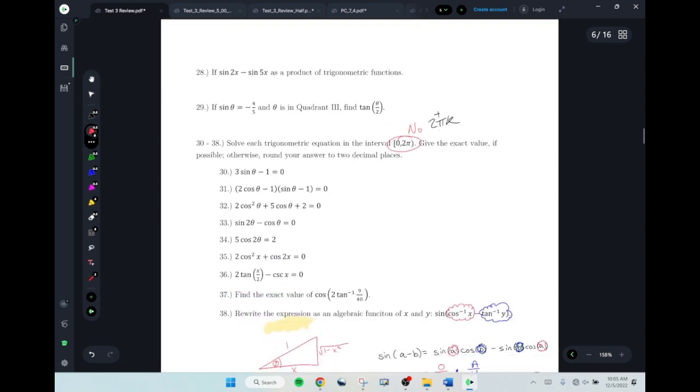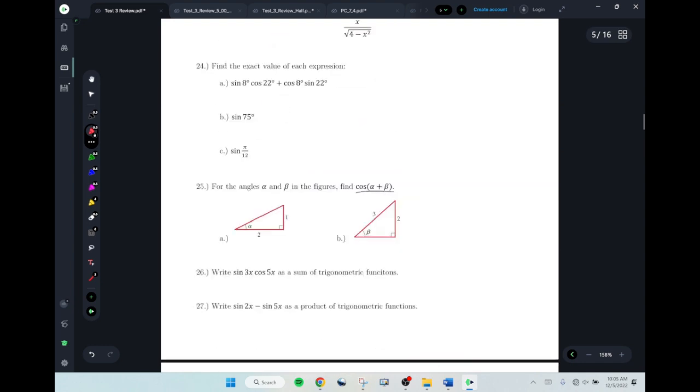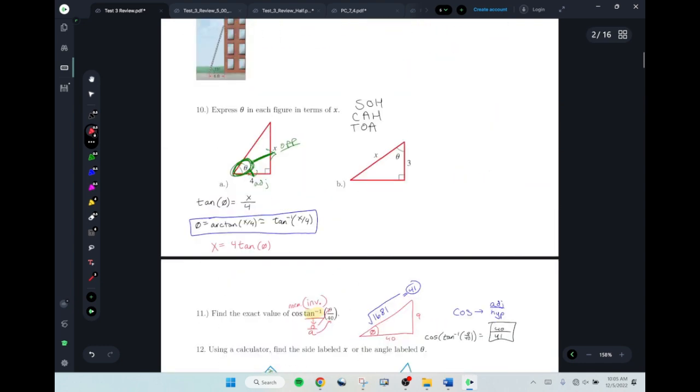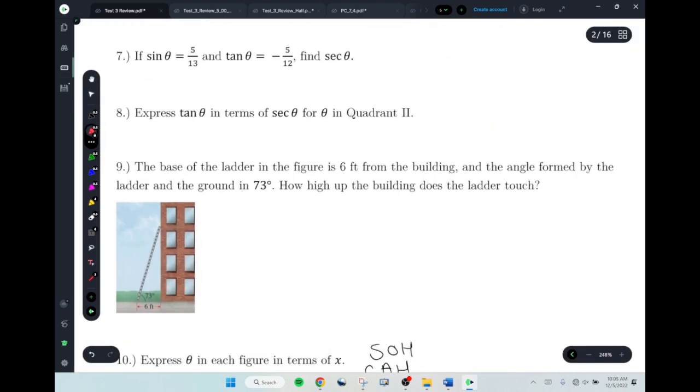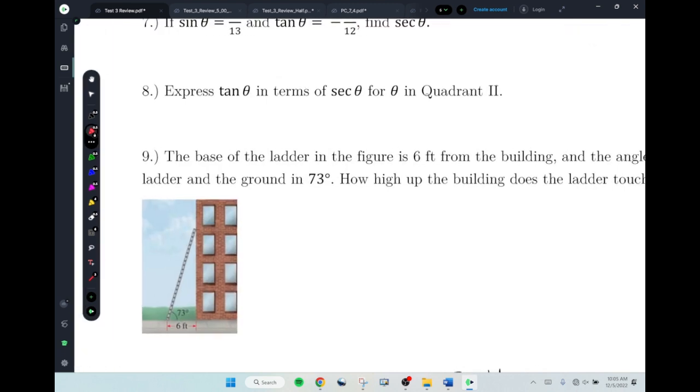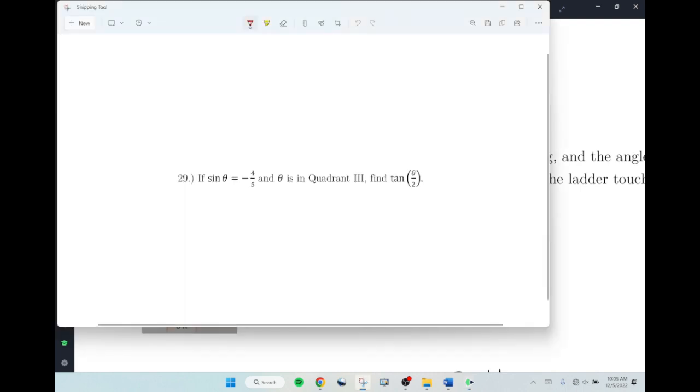All right, what are we thinking? Number 8 looks like: express tangent in terms of secant. That's kind of odd. Well, let's go see.